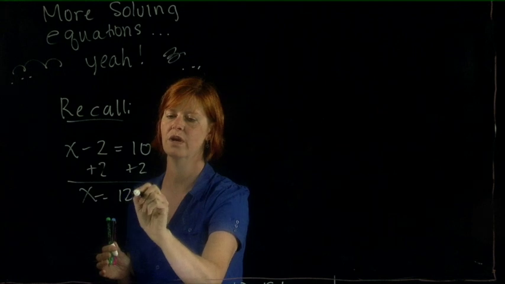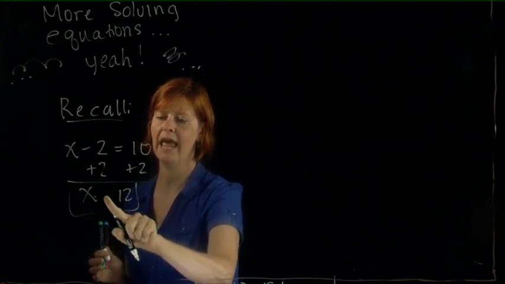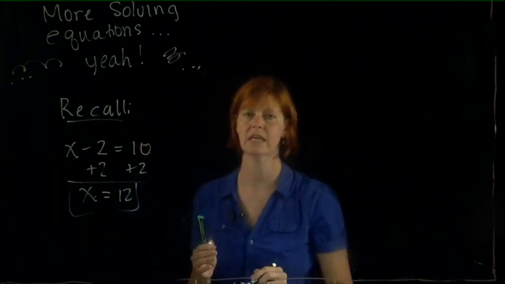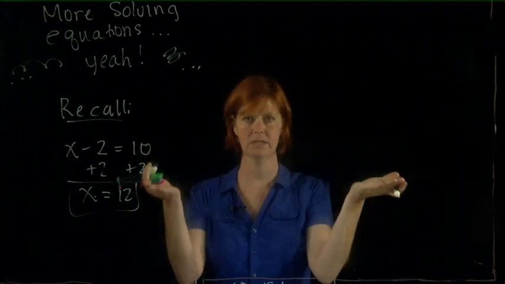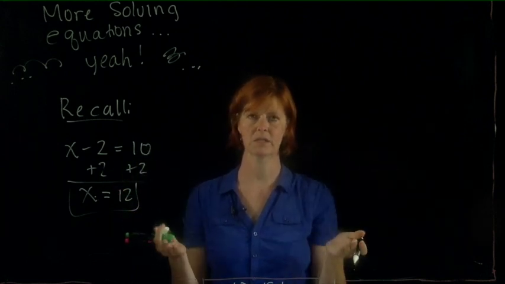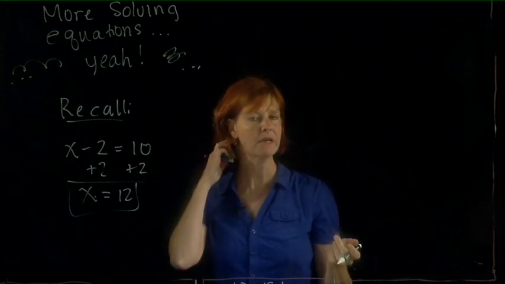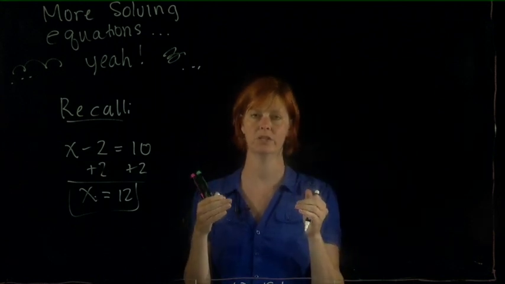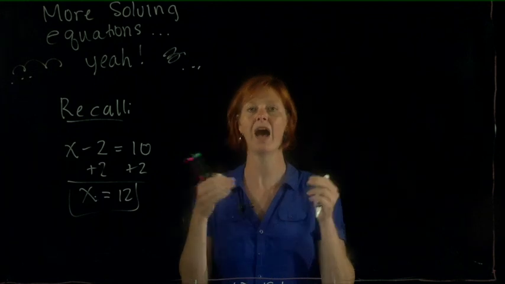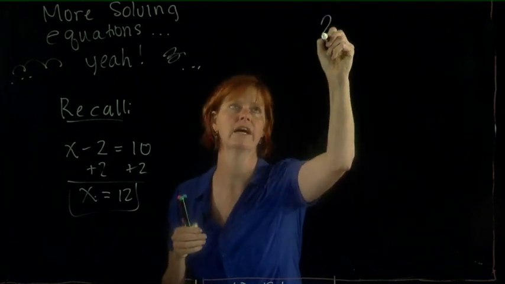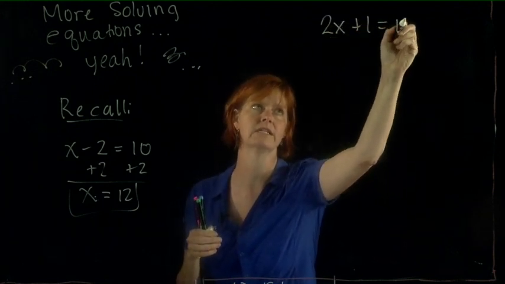So there's one where I went ahead and added 2 to both sides, and what that did is it kept the teeter-totter level and it gave me the solution. So that's our goal. And now I'm going to have 2 operations to sort of undo, if you will. So what if I had 2x plus 1 equals 10?